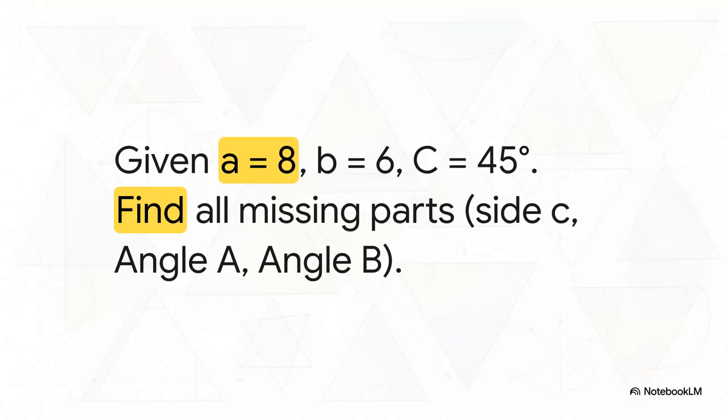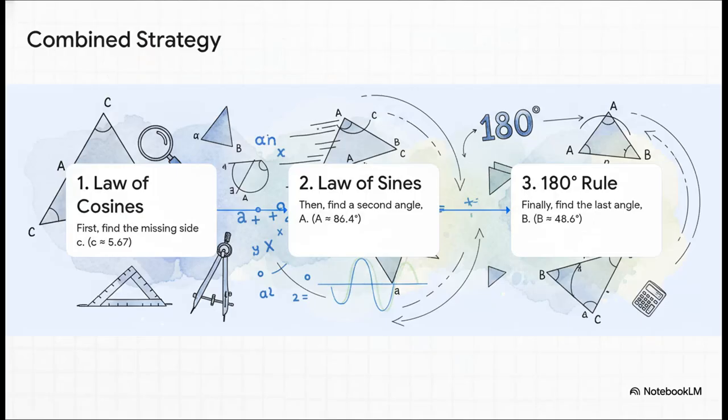All right, let's look at a more advanced problem, the kind where you're asked to solve the triangle. That means find all the missing parts. We're given two sides and an angle, and we need to find the third side and the other two angles. This is where you have to be smart about your tools. You have to start with the law of cosines. There's no other way to find that first missing side.